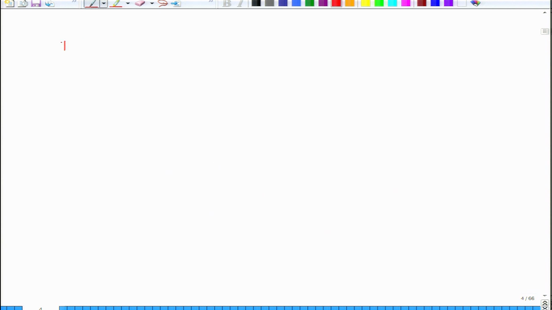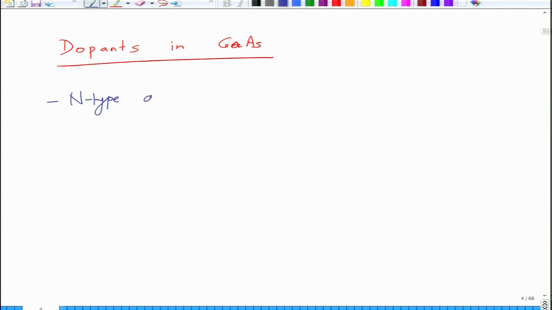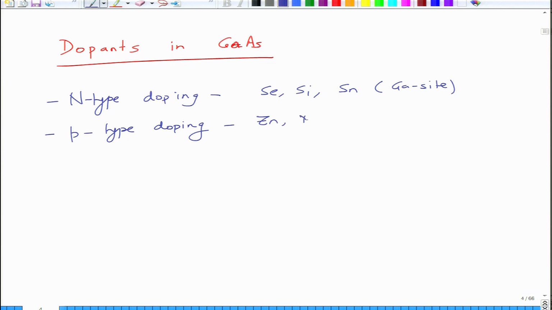The typical dopants in gallium arsenide are, for N-type doping, selenium, silicon and tin, which go to the gallium sites, and for p-type doping we generally use zinc, magnesium and carbon, which go to the arsenic sites. And the band gap, as we said, is tuned in this fashion.